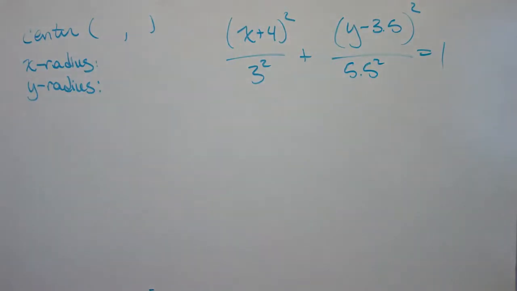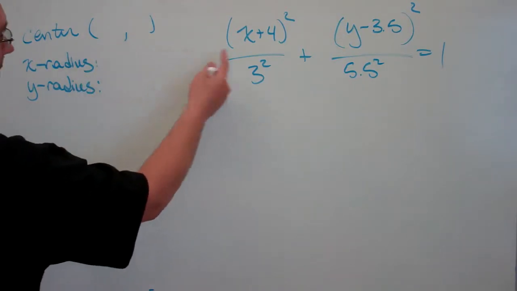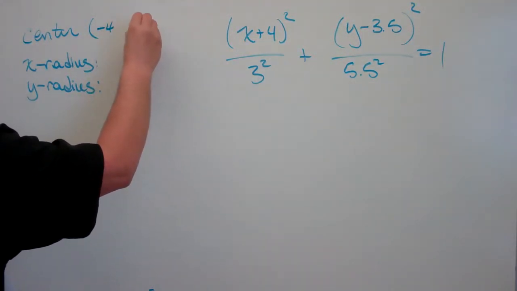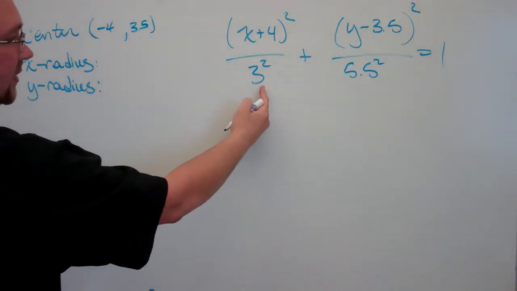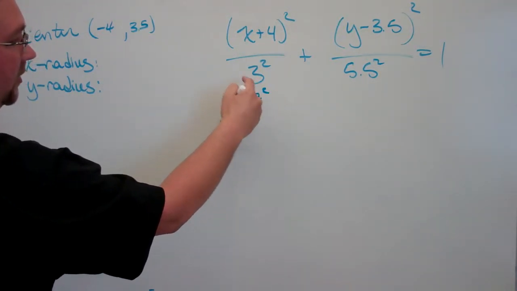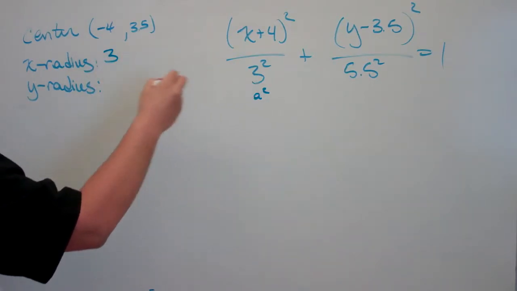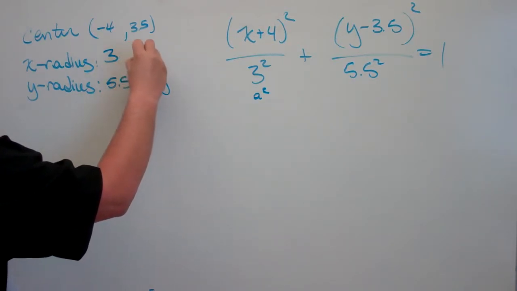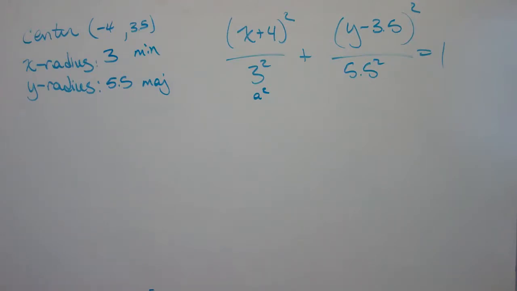So this one's pretty simple. Our center, well, take a moment, pause the video, see if you can figure it out. So our center, remember, you basically take the opposites of these values, so it's negative 4 and 3.5. Our x radius, since it's 3 squared and we know this is a squared, that means 3 is a, so it's just 3. Over there, 5.5. So 5.5 is our major, because it's bigger than 3, and 3 is smaller, so that is our minor axis.